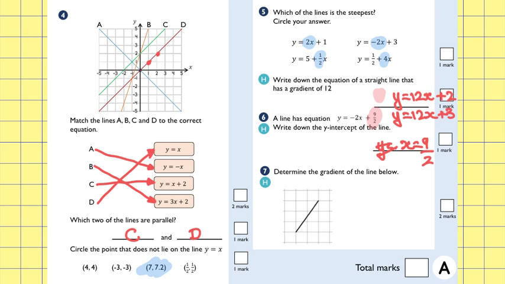Determine the gradient of the line below. Remember gradient: for every 1 square I go along, how many do I go up? Well, that's about 1.5. So the gradient is 1.5, or if you want, write it as a fraction.